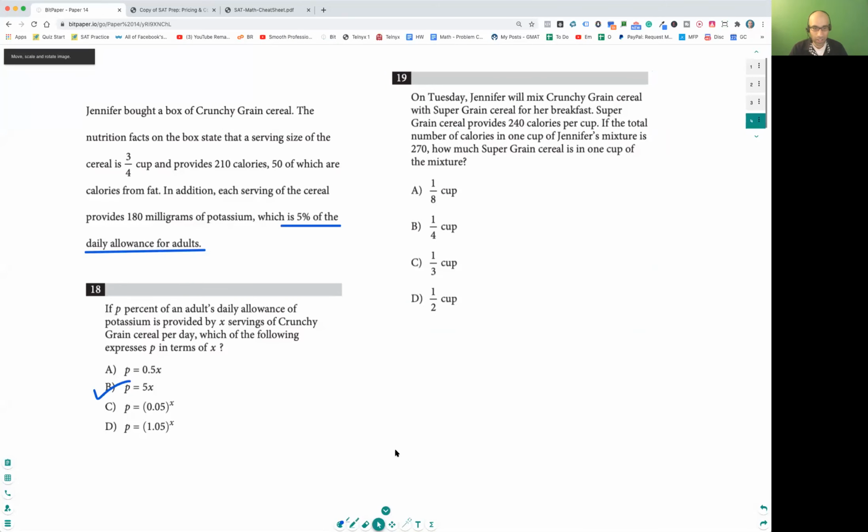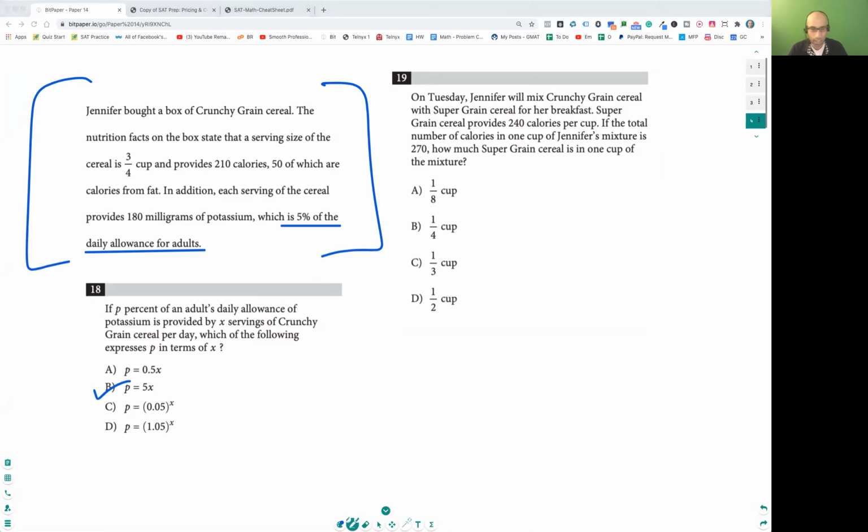That's 19. Same passage, same information set over here. I'll give you a few minutes, 1 minute. This is an interesting, challenging problem.